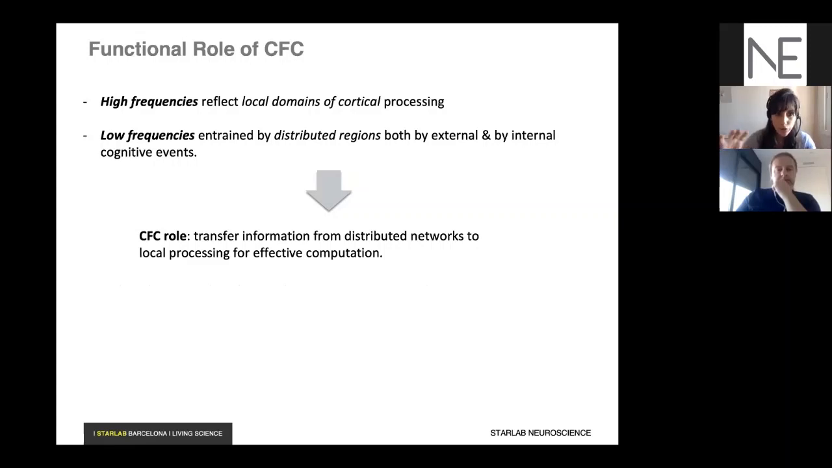So we have the low frequencies and the high frequencies, one in the distributed regions and the other in the local domain. And the cross-frequency coupling of both of them transfers the information from the distributed networks to the local networks for most effective processing.